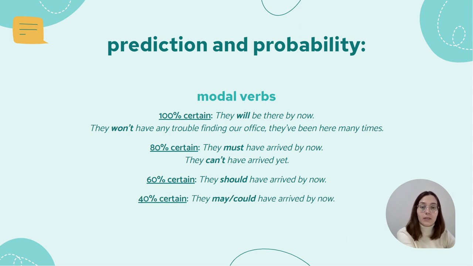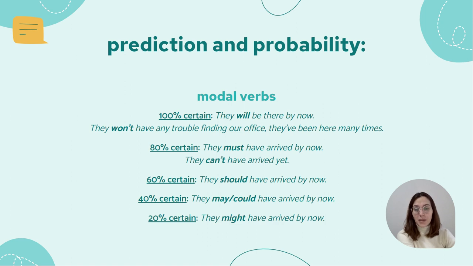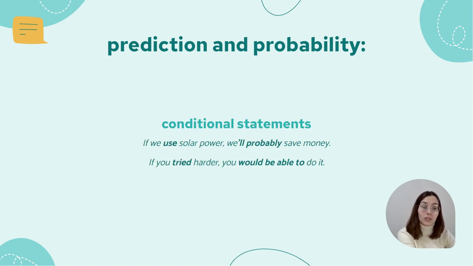Now, may or could convey a 40% of certainty. They may have arrived by now, or they could have arrived by now. And last, with a 20%, might. They might have arrived by now, but I don't know by this point. So that's our first structure or tool when it comes to referring to prediction and probability in general.